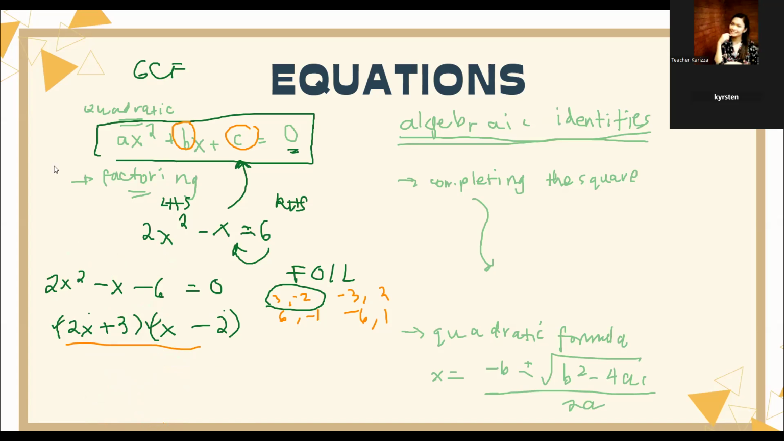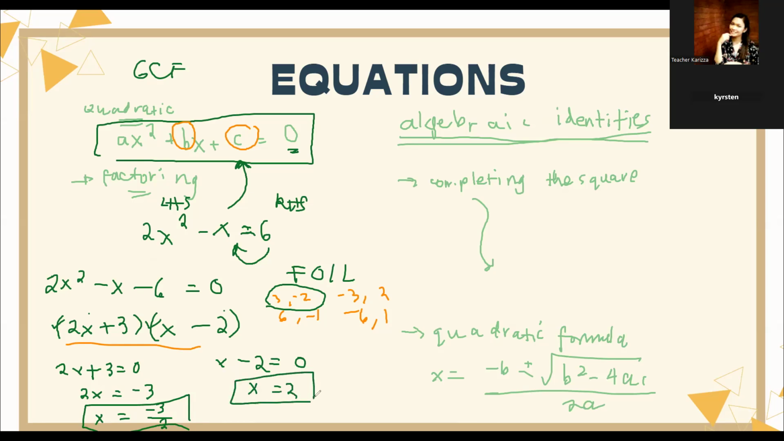So we have 2x plus 3 is equal to 0, and x minus 2 is equal to 0. So we have 2x is equal to negative 3. Divide both sides by 2. You get x is equal to negative 3 over 2. And then in here, we just add 2 to both sides. You get x equals 2.